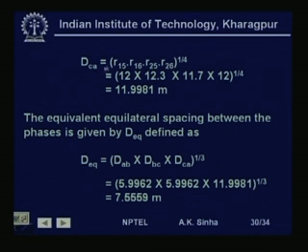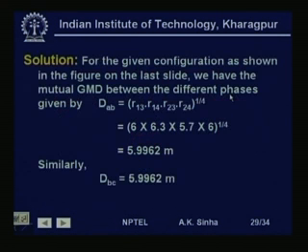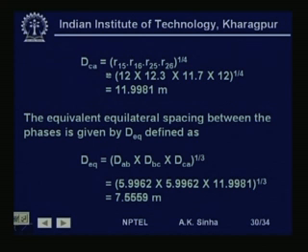But for DCA, if we look at this between C and A, then we have the distances 1 to 5, 1 to 6, 2 to 5 and 2 to 6. Therefore, DCA is equal to R15 into R16 into R25 into R26, the fourth root of this, that is equal to 12 into 12.3 into 11.7 into 12, fourth root of that is 11.9981, which is very near to 12 meter.